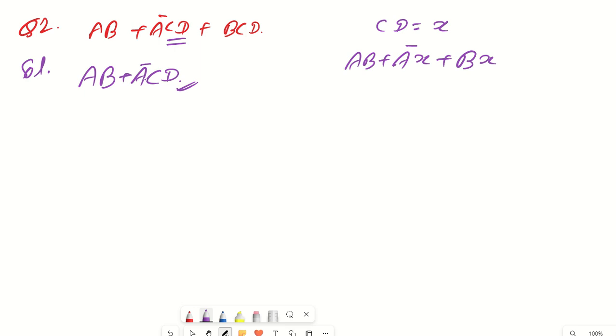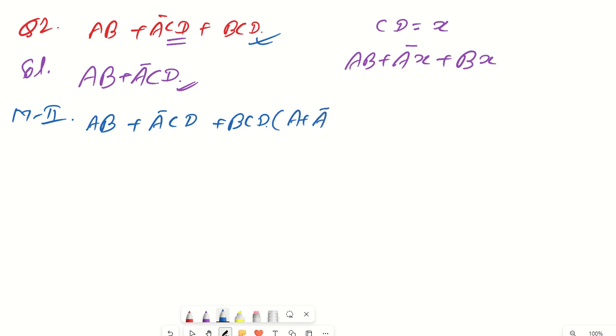Let us solve it by method 2. Can we write this as AB plus A bar CD plus BCD? Since all the terms have a term, while proving the consensus theorem we had multiplied the last term with A plus A bar. So I can write A plus A bar.